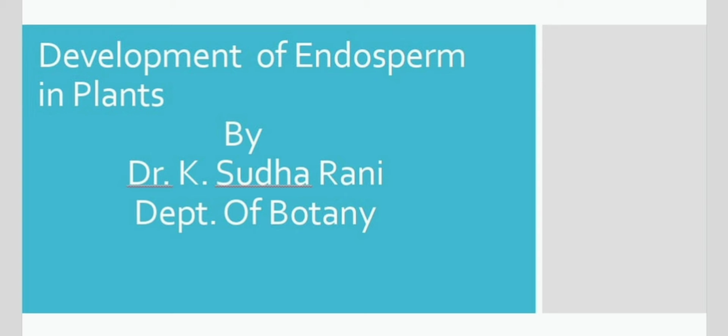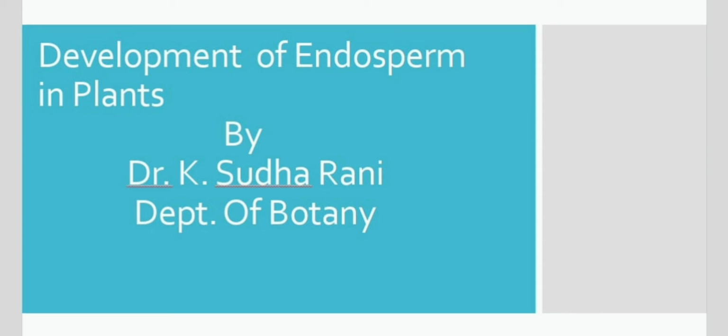The endosperm is a gametophytic tissue whose growth remains arrested till the entry of the pollen tube. So understood now? The endosperm is a gametophytic tissue. Its growth remains arrested till the entry of the pollen tube. When the pollen tube enters the embryo sac, only then does the formation of the endosperm occur. The endosperm is the second embryo, which has been modified to meet the nutritional requirements of the developing embryo.